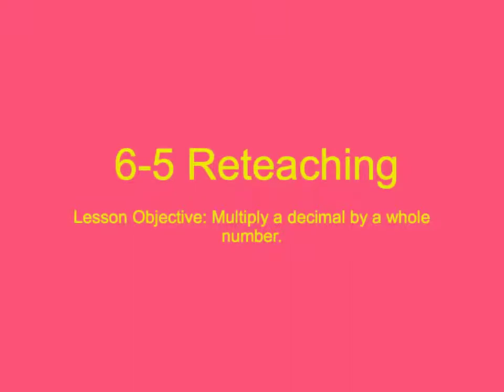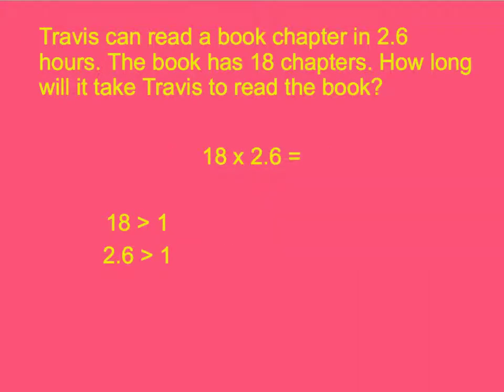Today's lesson is 6-5 Reteaching. The objective for this lesson is to multiply a decimal by a whole number. Let's take a look at this word problem.